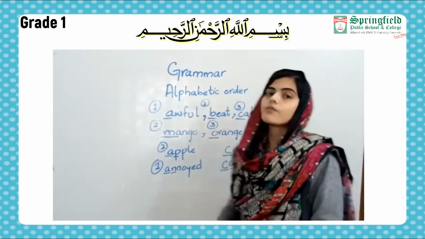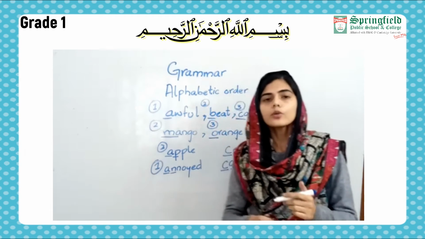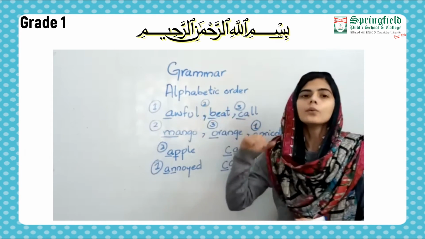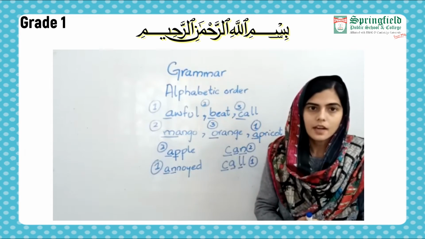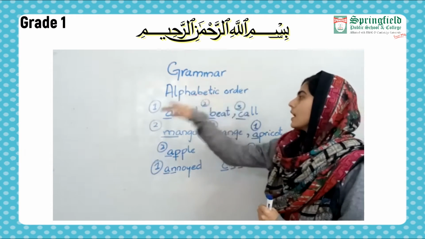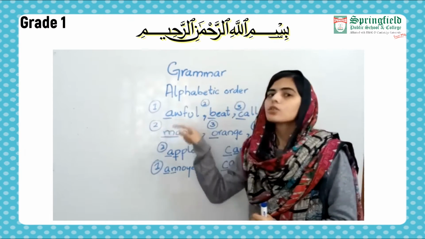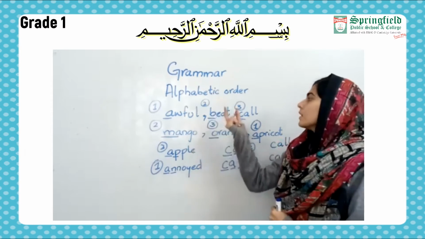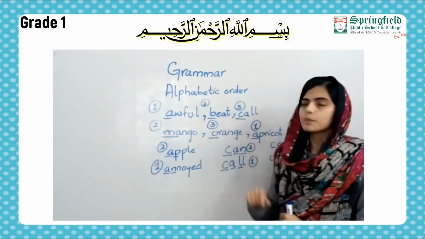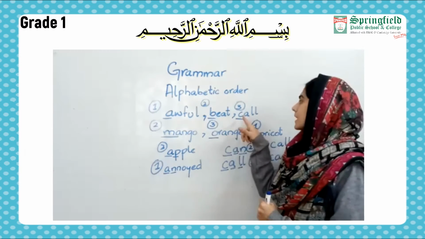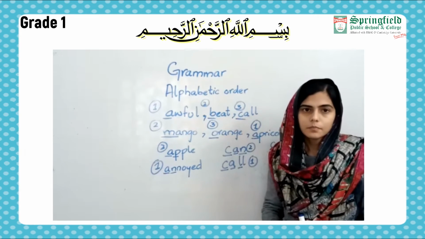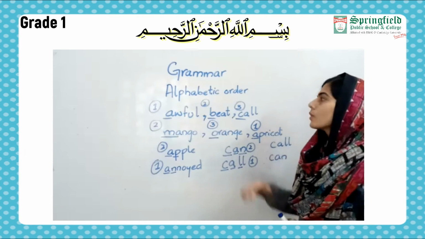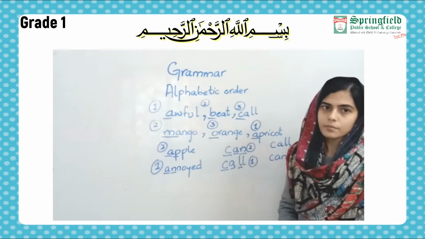So friends, this is our alphabetic order. In order to arrange the letters, what we have to do is to simply read our ABC in our mind and then arrange the letters. As we have got A first, the word starting with A will come in the first place. Then B, this is B, so this will be second. And then C, call. So students, now let's take another example and arrange the words in alphabetic order.